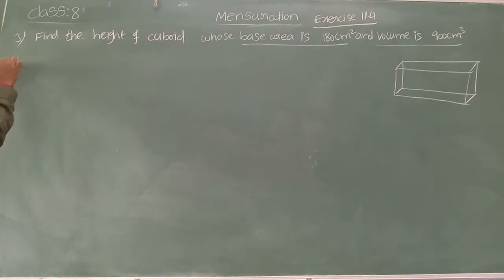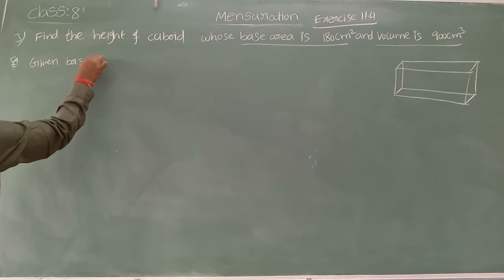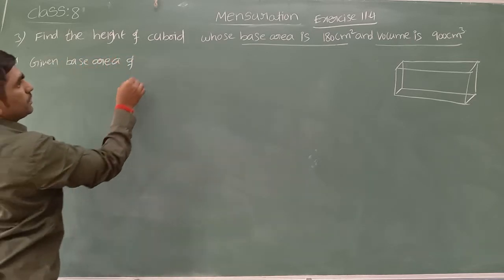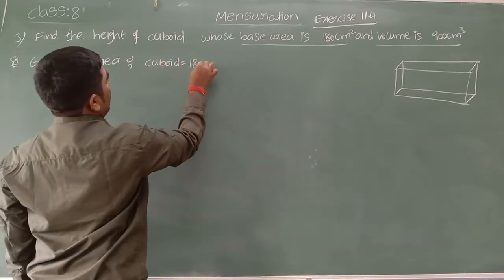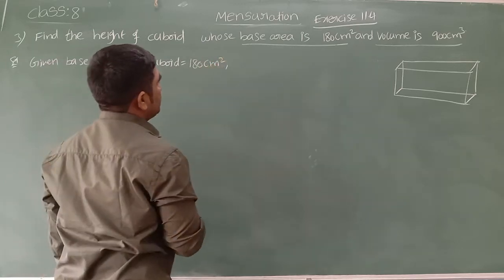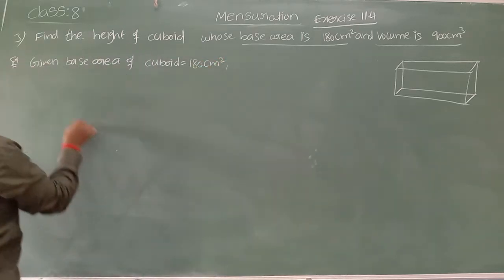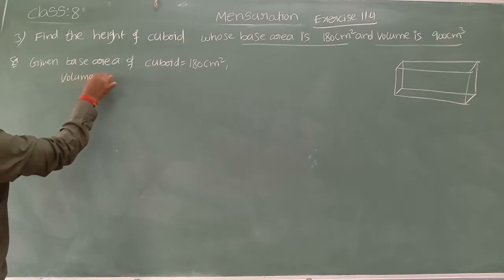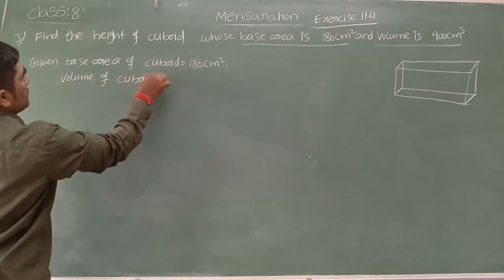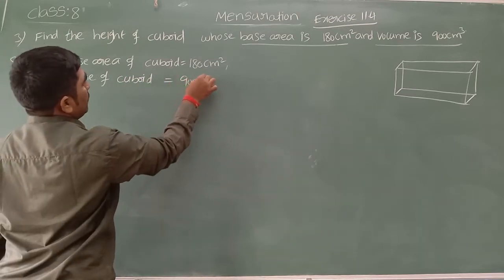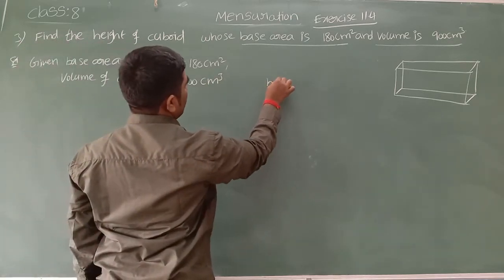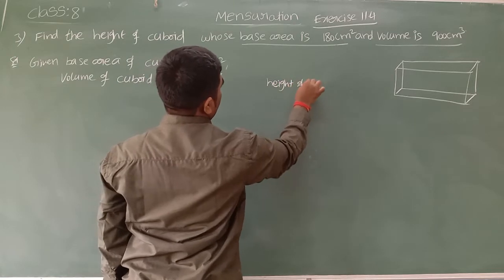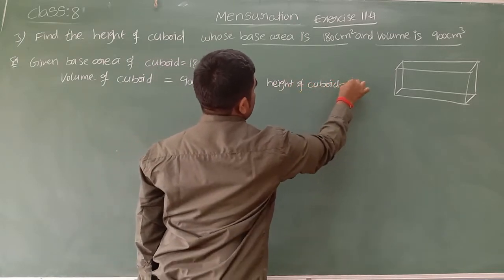Yes, you can see here the solution, beta. Given: the base area of the cuboid is equal to 180 centimeters square, and also they gave the volume of the cuboid. The volume of the cuboid is equal to how much they gave? 900 cubic centimeters. By using this, we have to find the height of the cuboid. They ask you to find the height of the cuboid.